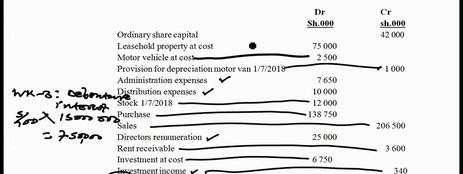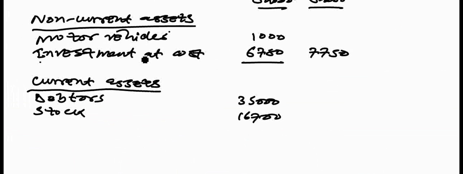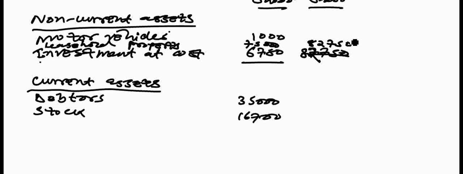Under non-current assets kuna moja nilisahau hapa, leasehold property at cost. Hii pia ni non-current assets. Sorry for that. So leasehold property at cost ya 75,000. Kiongeza na hiyo itakuwa 82,750.